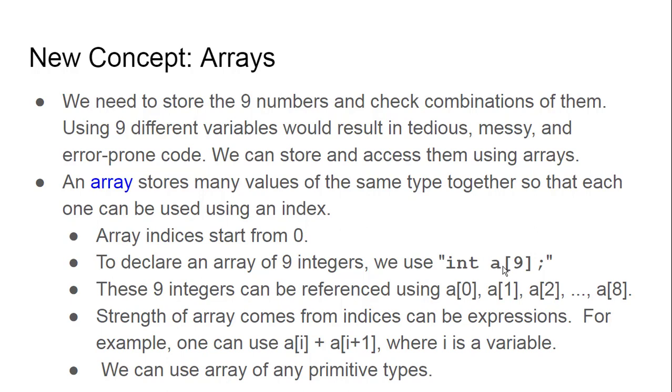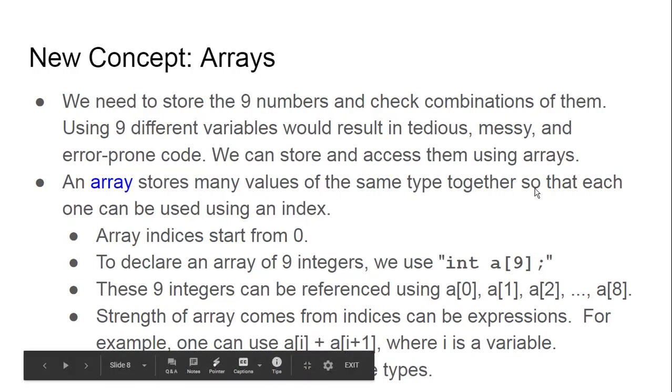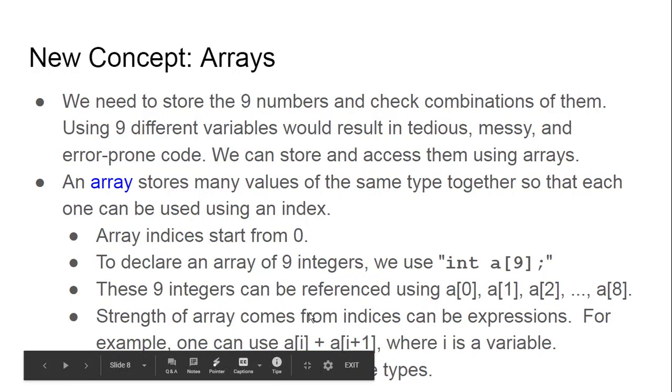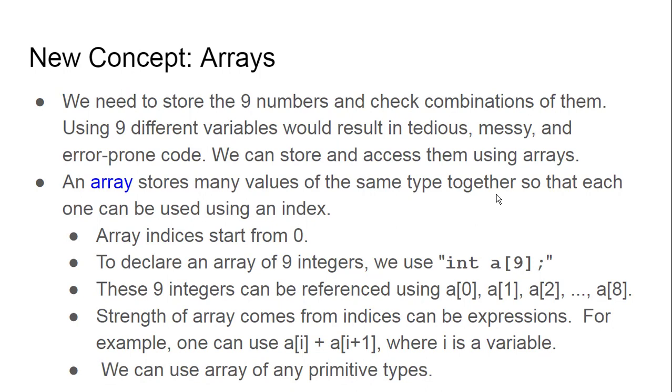The strength of arrays comes from the fact that we don't have to use a constant value as the index to access an array element. If that's all we could do, then arrays wouldn't offer much beyond using differently named variables. I could call them A1, A2, A3, and so on. But because these indices can be expressions, this enables so much more in terms of writing programs. For example, we can write A[i+1], or maybe A[i+1] minus A[i]. That will compute the difference between two adjacent elements.